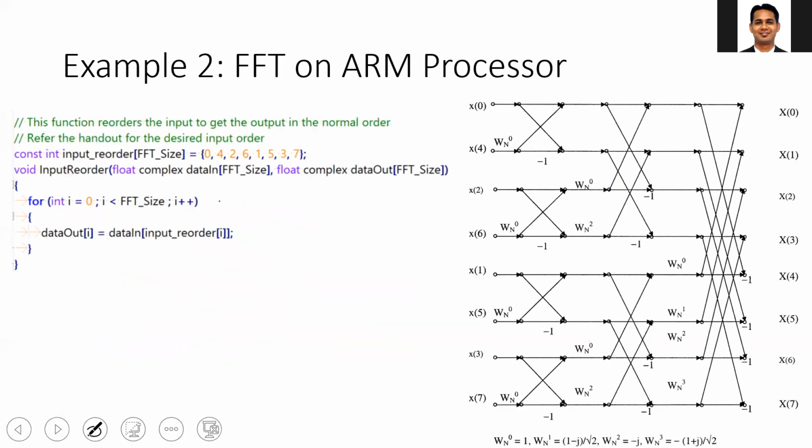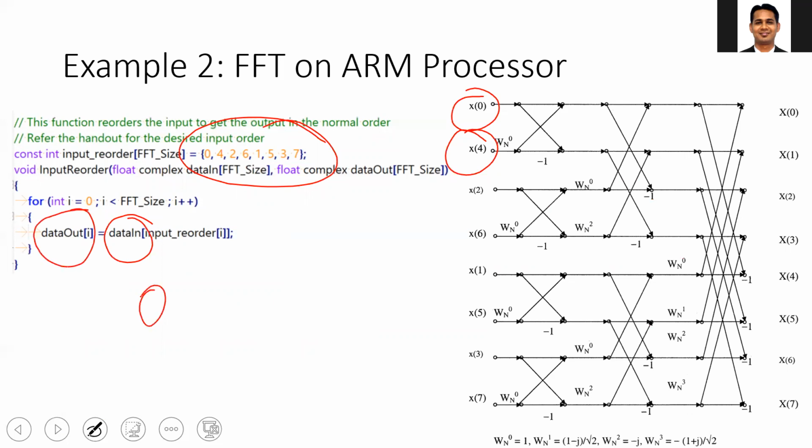Reordering is very simple. You can see that I have defined the reordering vector: 0, 4, 2, 6. So what I'll do is reorder the data input, and the data output will have the 0th value of the input, then the 4th one, then 2, 6, 1, 5, and so on. So this is a very simple reordering logic.